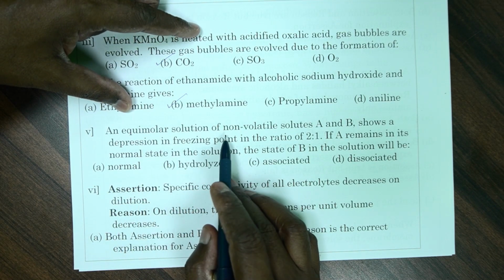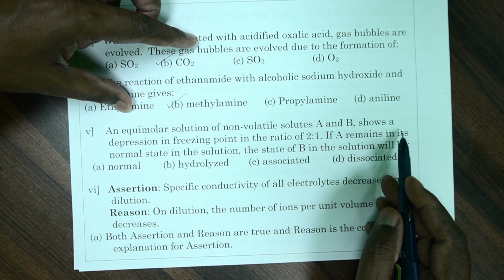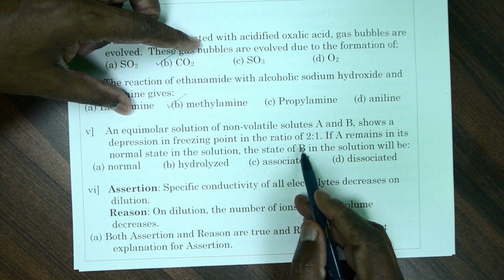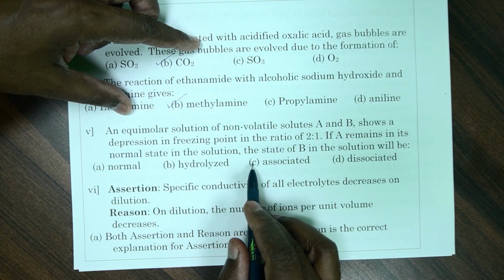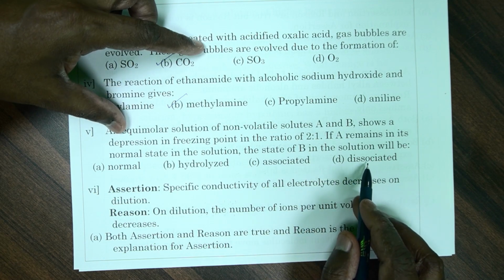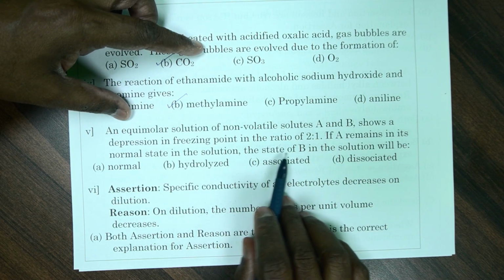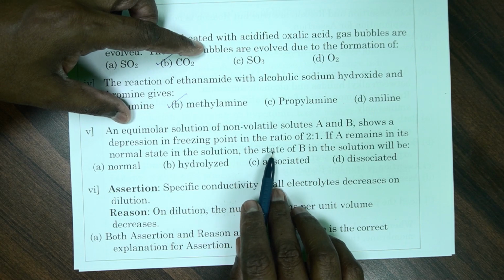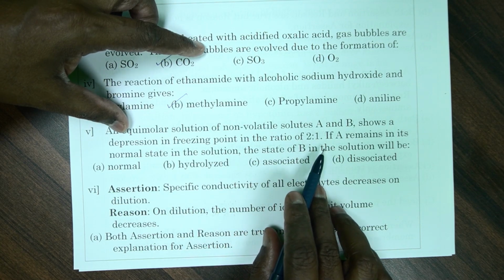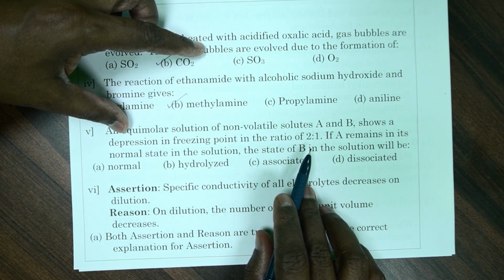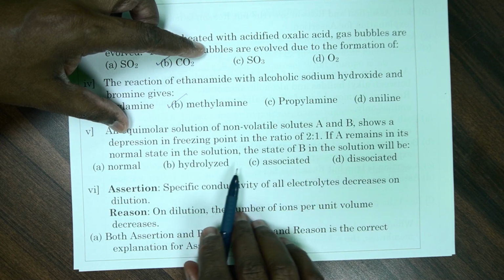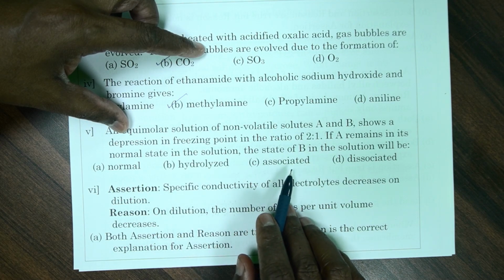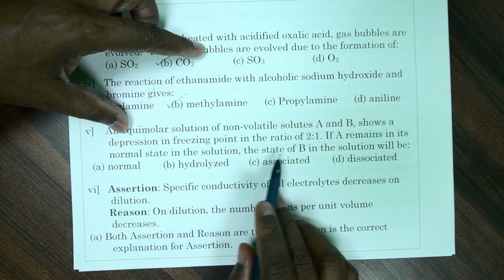An equimolar solution of non-volatile solutes A and B shows a depression in freezing point in the ratio of 2:1. If A remains in its normal state in the solution, the state of B in the solution will be? A is in the normal state, it is an equimolar solution, and the depression in freezing point is in the ratio 2:1. Equimolar means the same number of moles are there. That means the depression should be the same, but it is 2:1, so there is association or dissociation taking place.